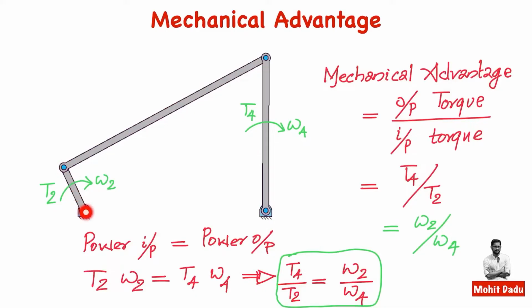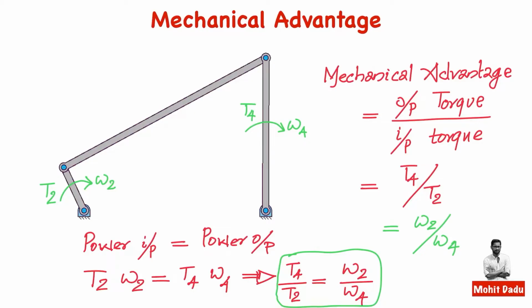If I am naming this, usually you name the fixed link as 1, the input link as 2, the coupler as 3 and the output link as 4. Here the input link is rotating at an angular velocity of omega 2 when T2 torque is supplied, and here T4 torque will be obtained at the output link, which is rotating at omega 4 angular velocity. So according to this definition, mechanical advantage becomes T4 by T2.